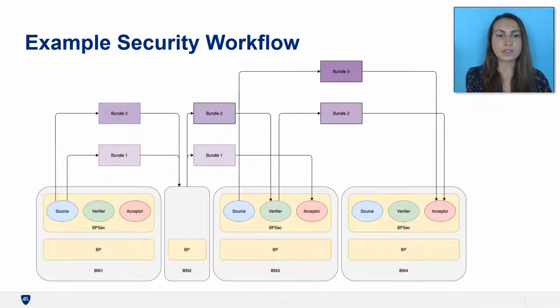This figure shows an example security workflow. 3 bundles are transmitted by both security-aware nodes, bundle nodes 1, 3, and 4, and non-security-aware nodes, which is bundle node 2. The role of a security-aware node is determined on a bundle-by-bundle basis, not by the node itself. This allows a node to take on multiple roles, which can be seen by bundle node 3. It is the security source for bundle 3, the security verifier for bundle 2, and the security acceptor for bundle 1.